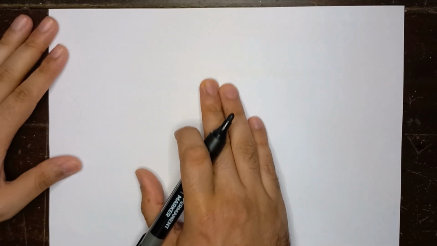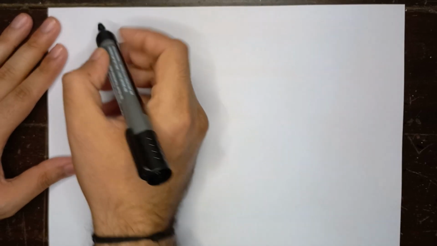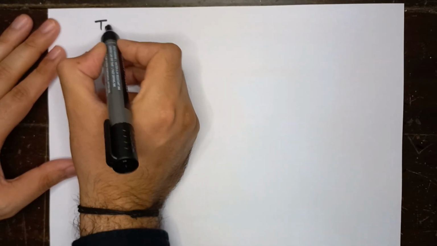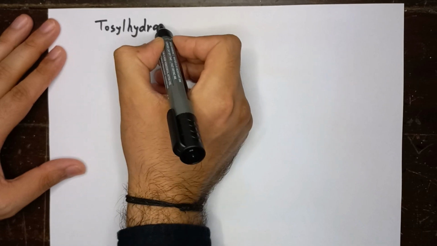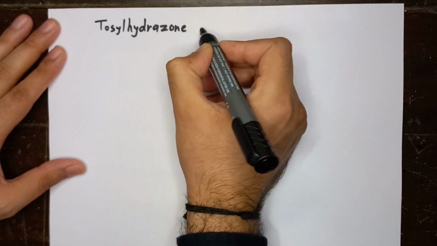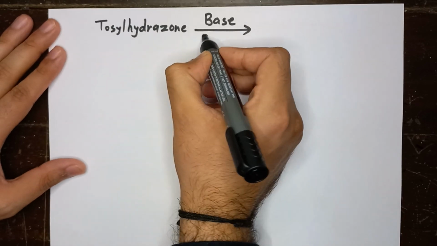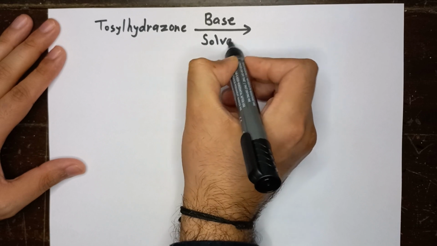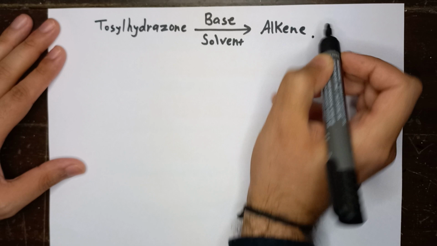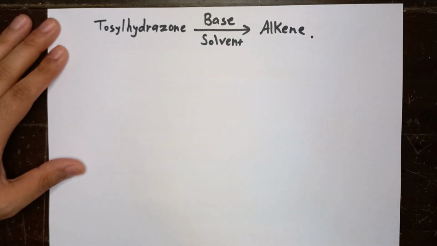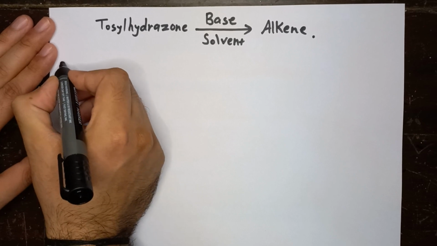Okay, now let's write the mechanism for the Bamford Stevens reaction. So we have a tosyl hydrazone. We need base in a solvent and we generate alkene. So let's write the mechanism for this one. So this is my tosyl hydrazone.